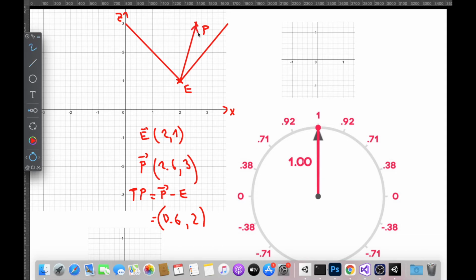This is the vector we are looking for, the enemy-to-player vector. What's happening now is that we would like to transform this vector into the normalized vector. What does it mean to have a normalized vector? This vector here has some magnitude, and this magnitude has some length. This length here, as you can see, when the position is 0.6 and 2, is definitely longer than 1. A normalized vector always has a magnitude of 1.